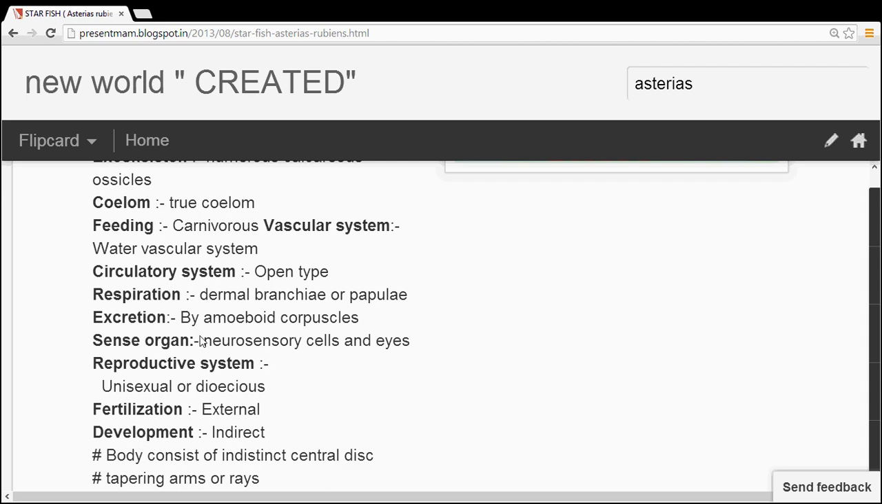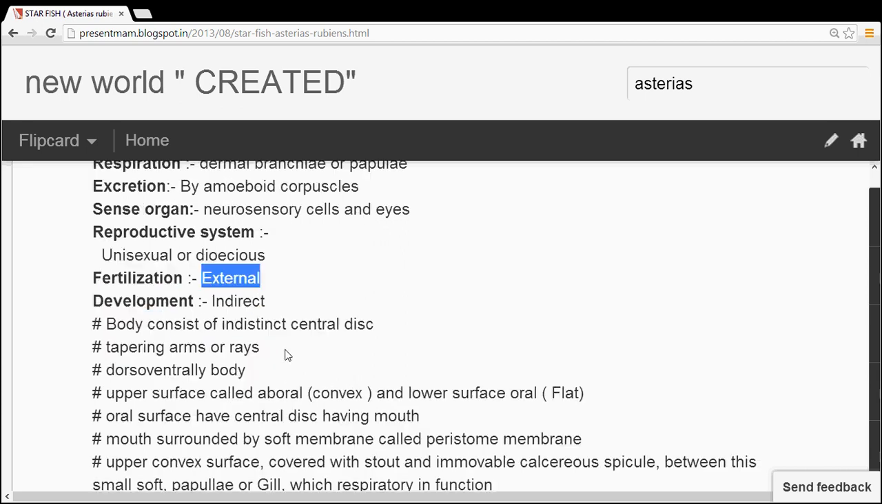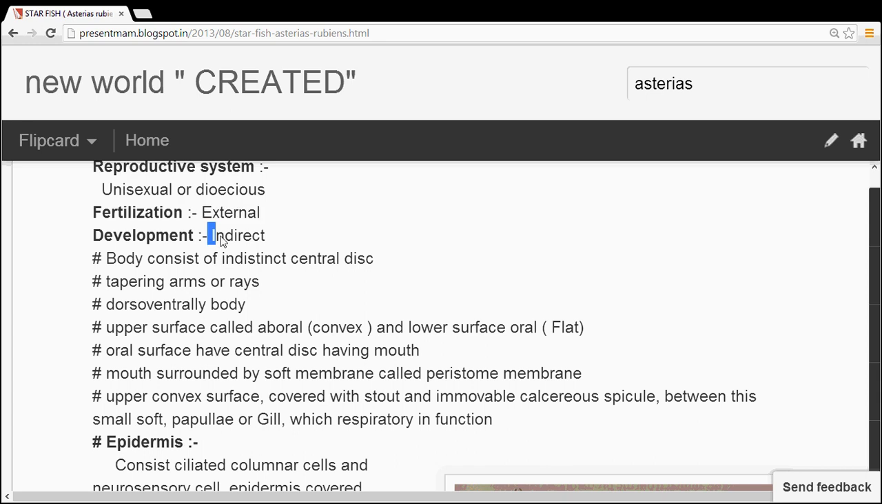The sensory organs are neurosensory cells and the eyes. These animals are mainly unisexual or dioecious. The fertilization is always external. They have indirect development. Now about their body organization.